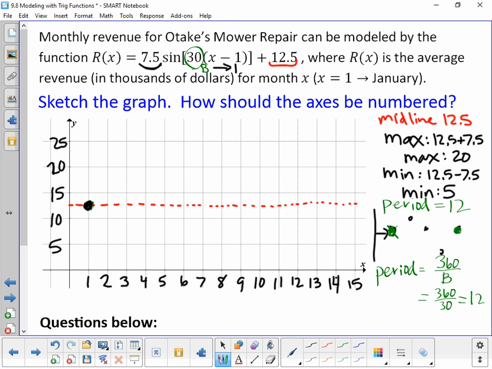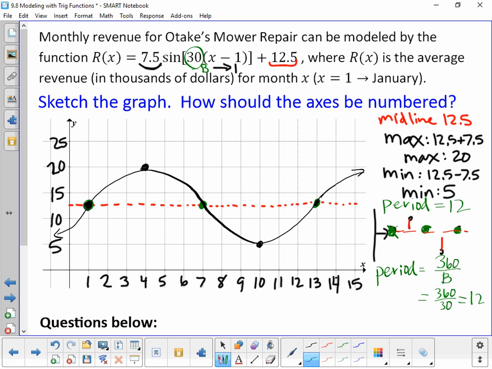Well, if the period starts at the value 1 and has a length of 12, that means the cycle is going to end at the number 13. So the cycle ends all the way over here. If we find our halfway point so that we can mark this middle point here, that's going to be happening at 7. And now finally we need to use our amplitude to figure out how far up and down above that midline our function is going to go. And in this case, the amplitude is 7.5, and we already talked about that the maximum value was 20. So here it goes up. And then the minimum value was 7.5 below the midline, so at 5. So here's one cycle of our function. And we can just extend that over to show the rest of the function.